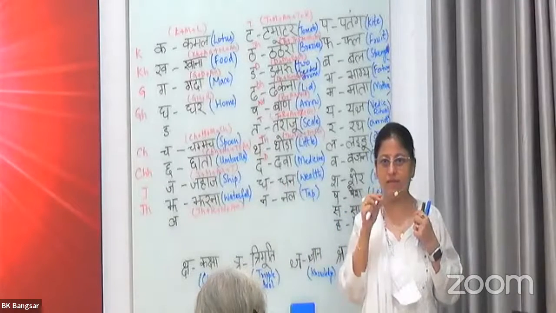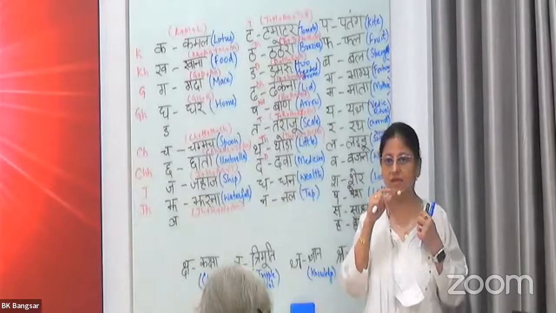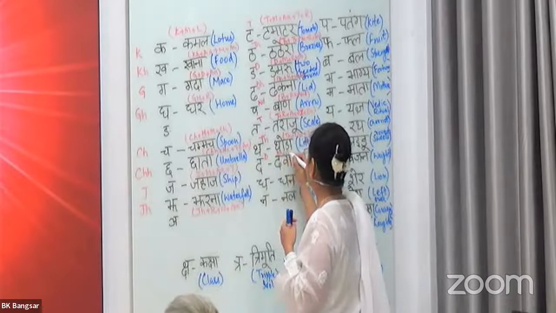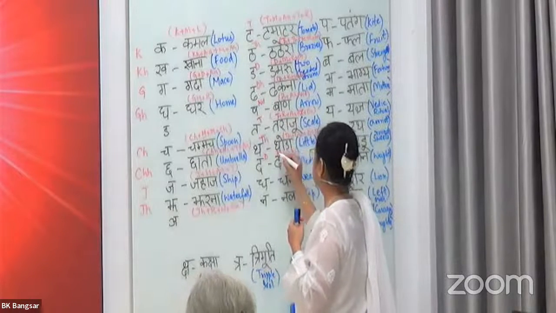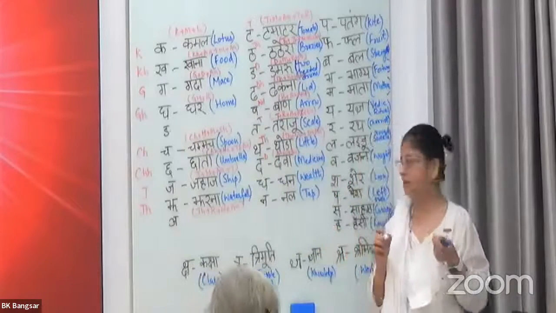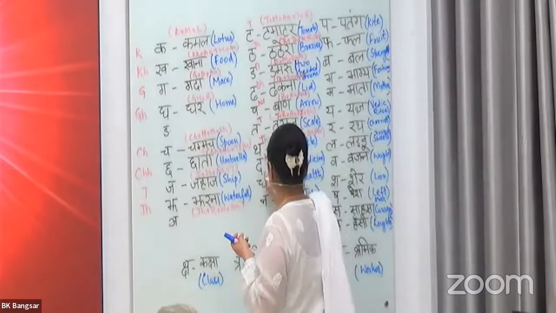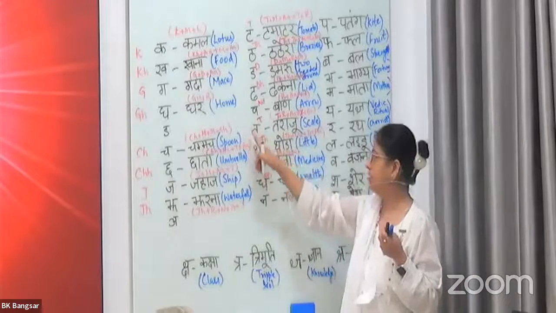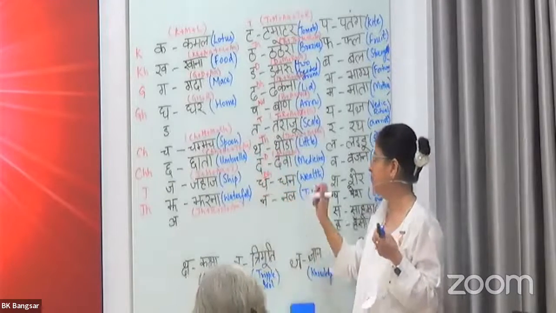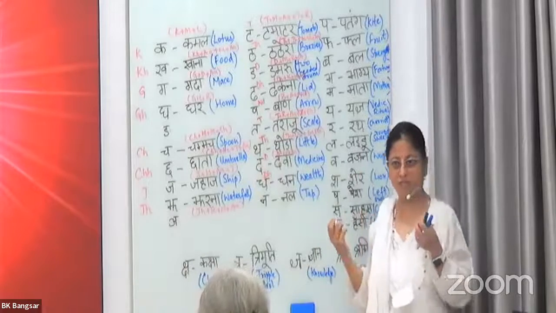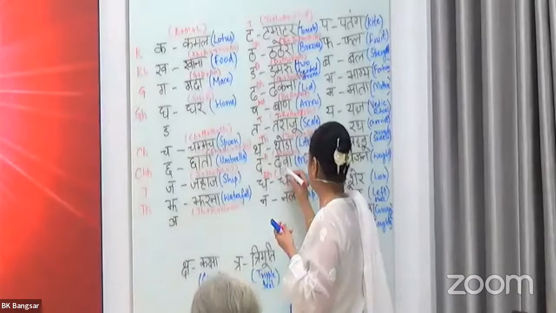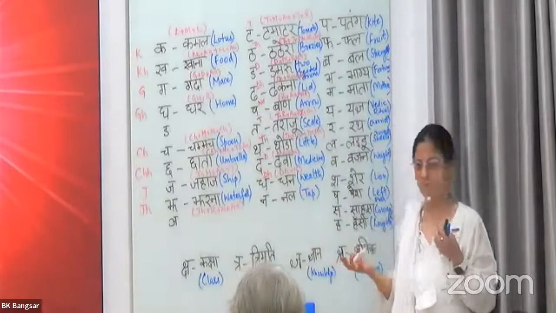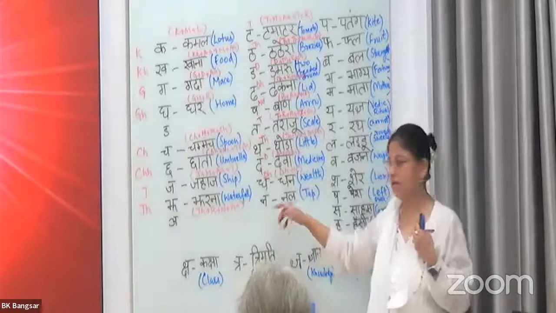So da, dava, which is medicine. Then is dha. Dhan, wealth. Dha, na, dhan, wealth.